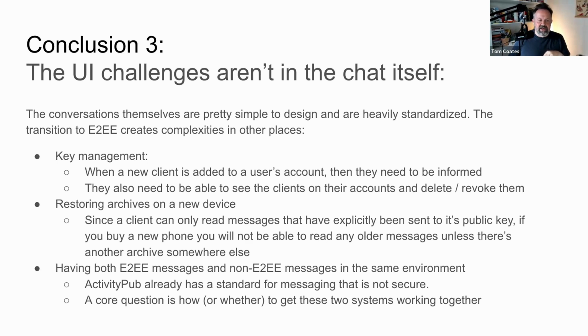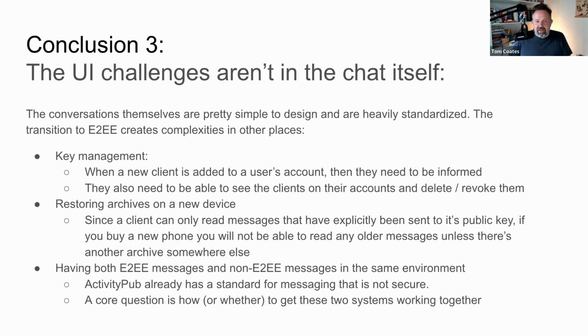Another thing that's really distinct and interesting is how archives work. And I'm going to talk a bit more about that later. But the short gist is, because a client can only read messages that have been explicitly sent to its public key, if it only just got a public key, none of your archived client messages are readable. None of them. So you have to find a different way to restore your archive from somewhere else.